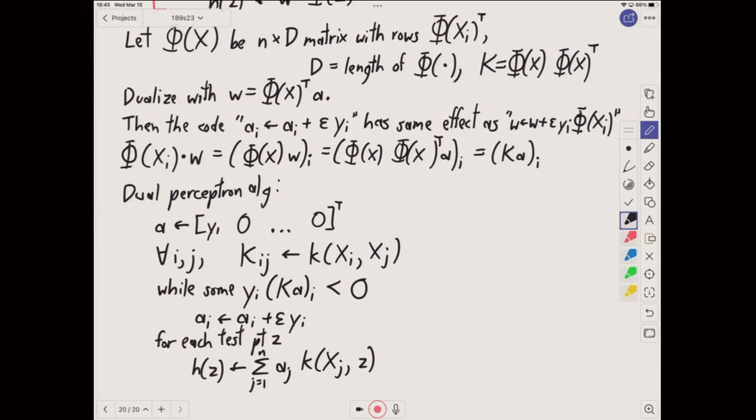Now I want to look at the running time of these lines of code again. So this line of code takes big O of n squared times d time. And I want to emphasize that's little d, it's not big D. And the reason it's little d is because of the kernel trick.